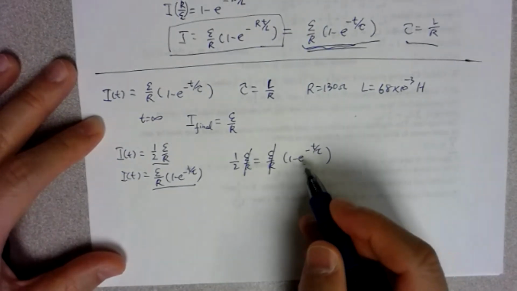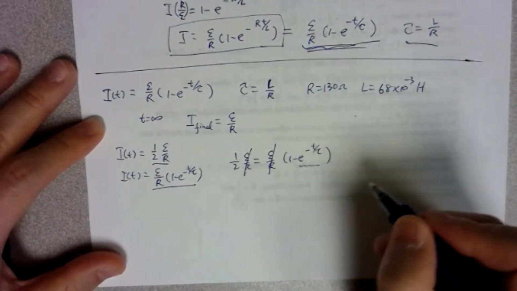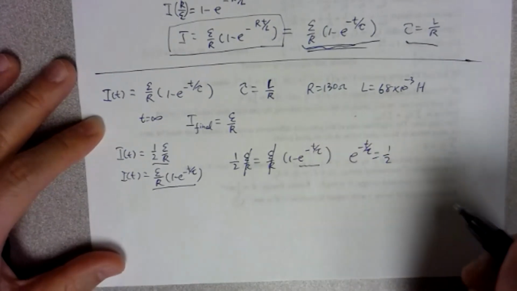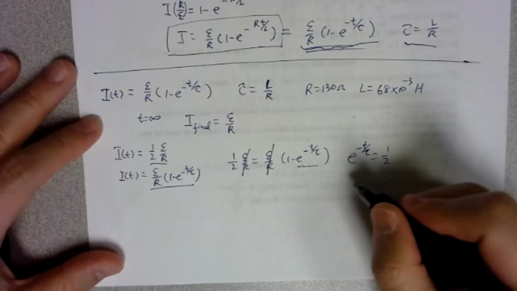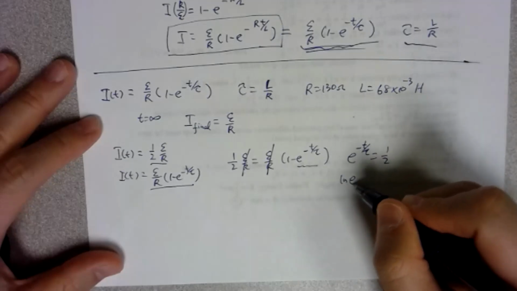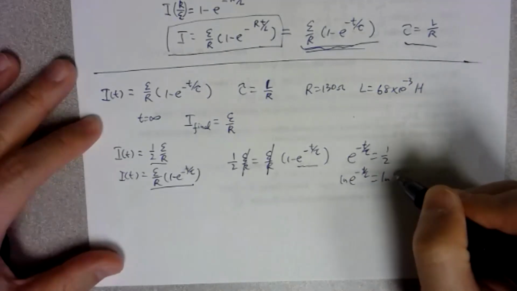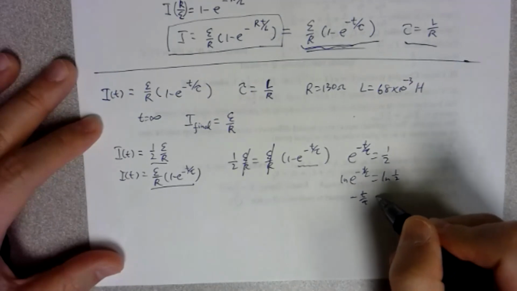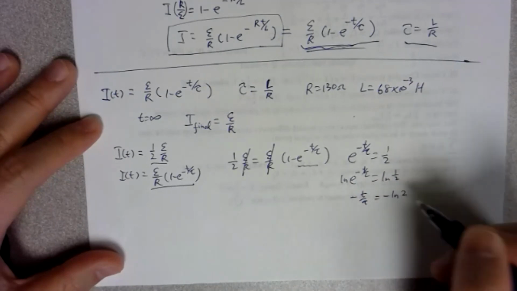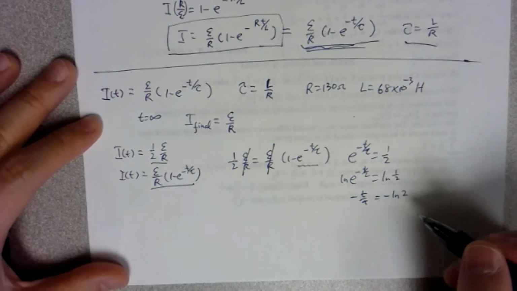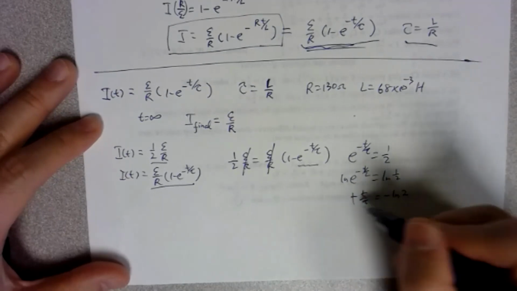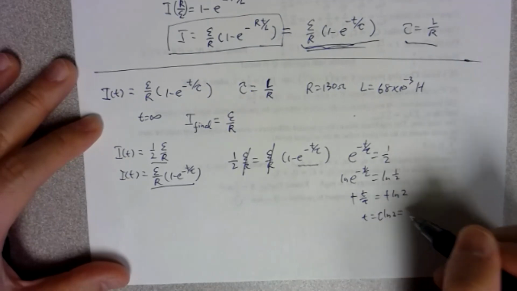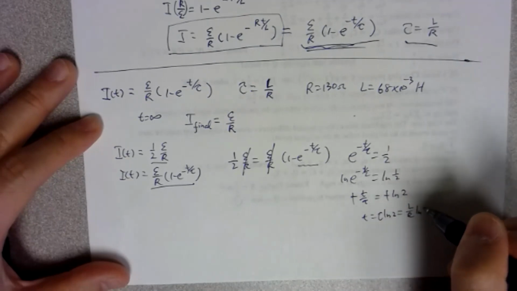So 1/2, the epsilon over R will cancel. 1/2 equal to 1 minus, right? So that means this is 1/2, right? So e to the minus t over tau is equal to 1/2. So then take the natural logarithm of both sides of the equation. Natural logarithm of 1/2 gives you minus t over tau, but on this side it gives you minus ln of 2. Okay, so minus minus actually cancel. T then equal to ln 2 times tau. Okay, so L over R times ln of 2.